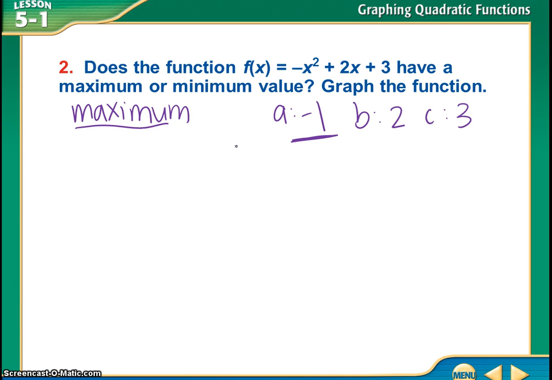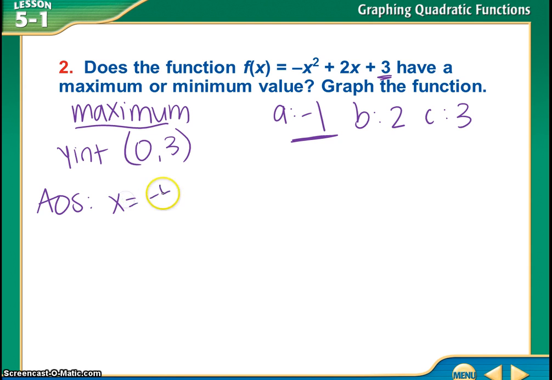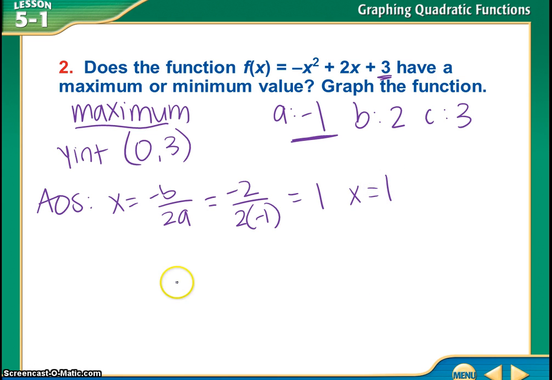Then to graph it, we're going to find those 3 important pieces. We have to find our axis of symmetry, our vertex, and our y-intercept. Our y-intercept is usually pretty easy because we just look at the c value. So our y-intercept is (0, 3). For our axis of symmetry, we're going to plug into our formula, x equals negative b over 2a. So we have x equals negative 2 over 2 times negative 1. 2 times negative 1 is negative 2, so negative 2 over negative 2 is just a positive 1. So x equals 1.